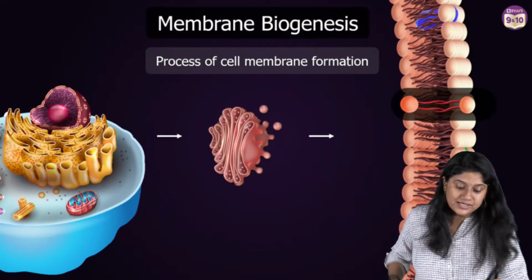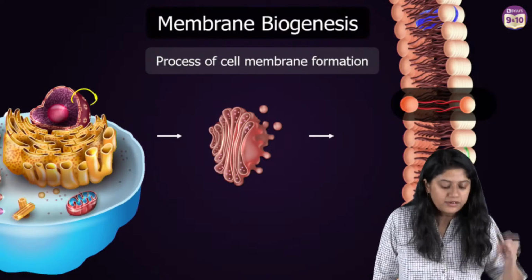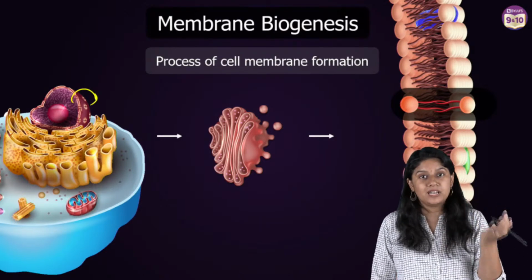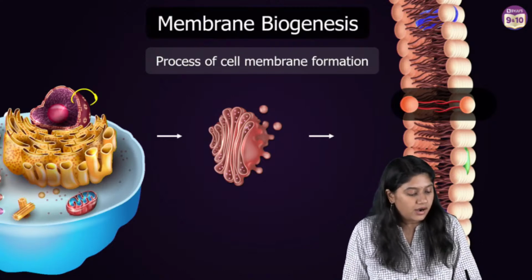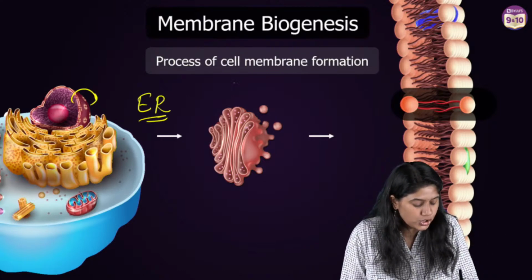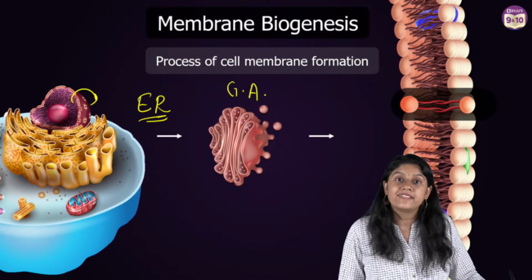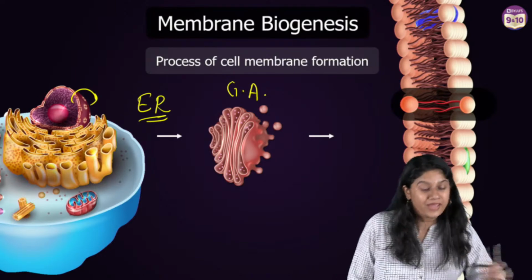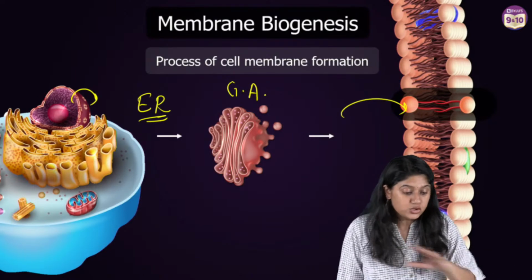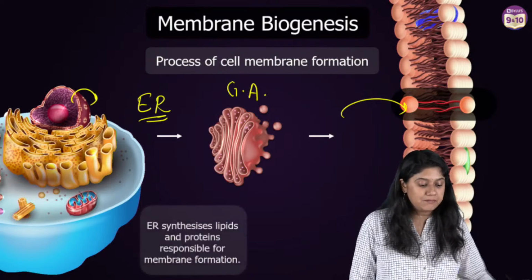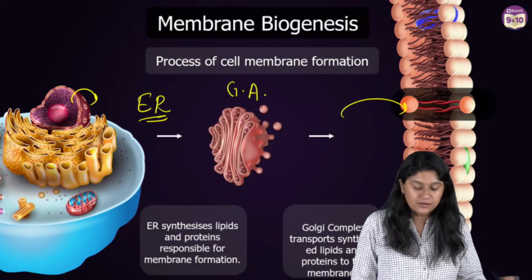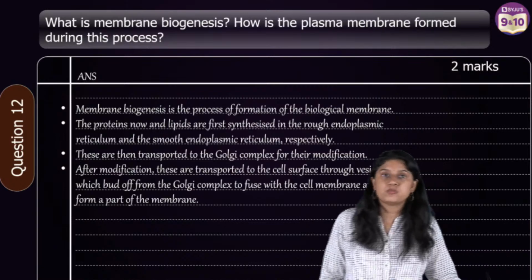So how you will write the answer? So that we know that ER is the one who is making the proteins and the lipids, right? This protein and lipids will go to the Golgi bodies. And there, of course, the modification will occur, and from there it will go to the plasma membrane. And this whole process is called as the membrane biogenesis. All of you, are we clear? So if you write this, you will have 2 marks with you.